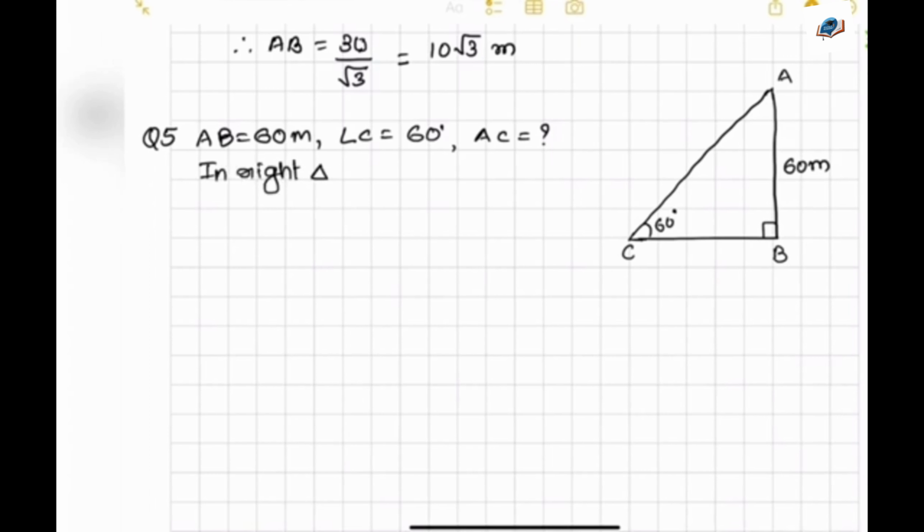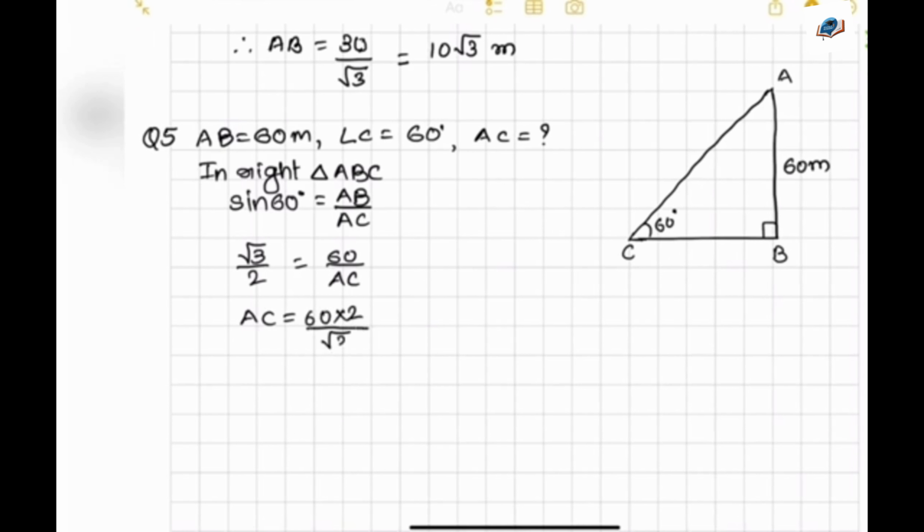So, in right triangle ABC, I can say sine 60 equal to AB upon AC. So, sine 60 is root 3 by 2, AB 60 upon AC. So, directly I can say AC equal to 60 into 2 by root 3. So this will be 120 upon root 3.